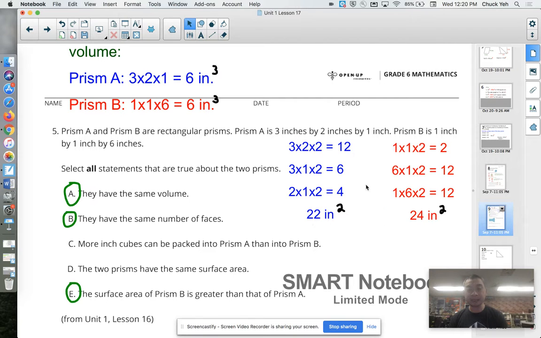All right. Again, this is how to find surface area. You have to multiply by 2 because there's two sides, front and back, top and bottom, and all that.